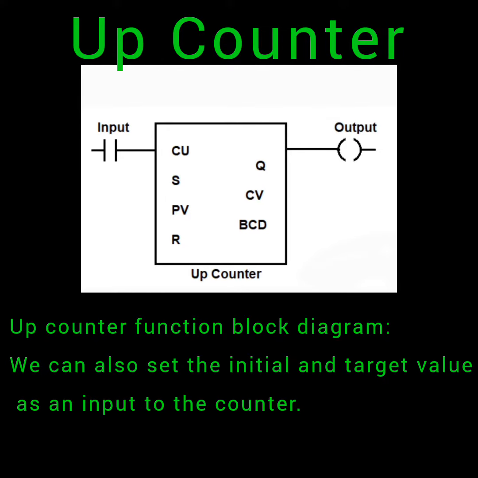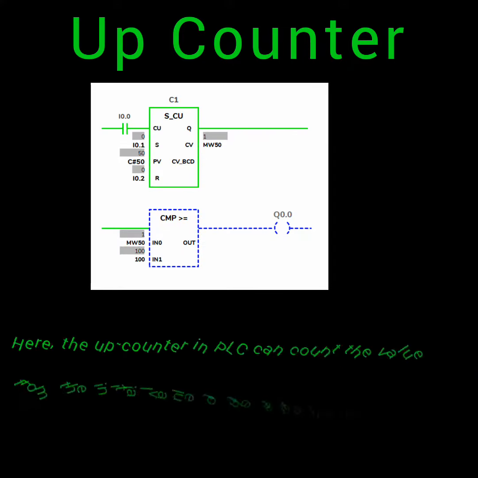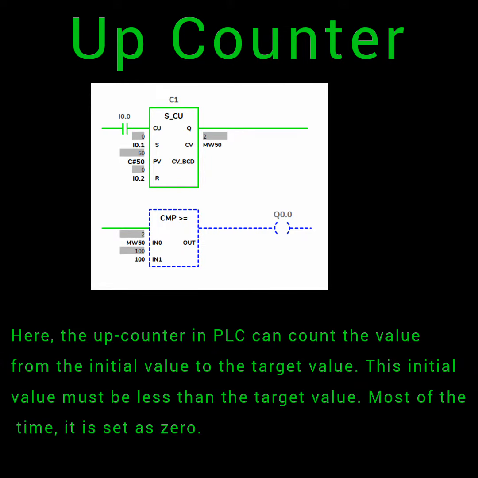We can also set the initial and target value as an input to the counter. Here, the up counter in PLC can count the value from the initial value to the target value. This initial value must be less than the target value. Most of the time, it is set as 0.